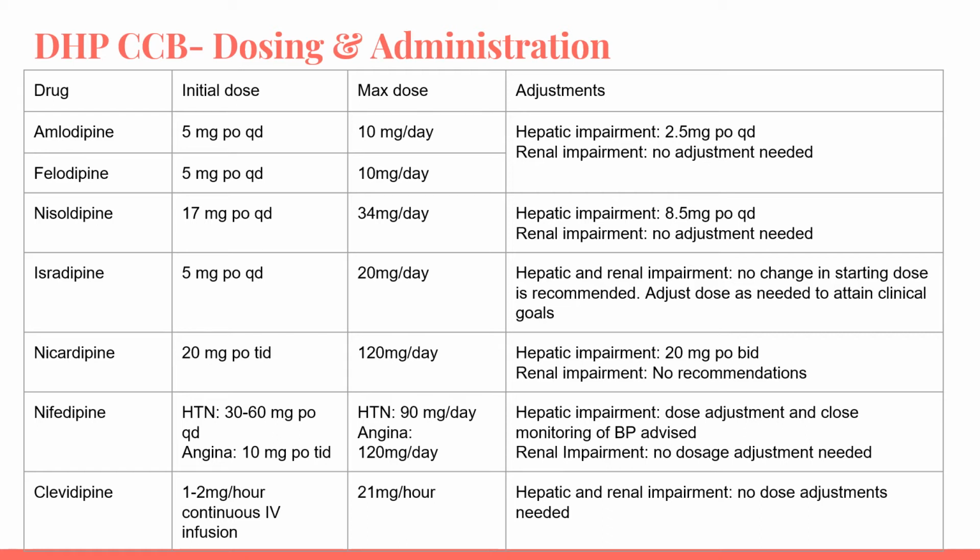no recommendations for renal impairment. For nifedipine, the initial dose for hypertension is 30 to 60 milligrams by mouth every day, and for angina, it is 10 milligrams by mouth 3 times a day. The max dose for hypertension is 90 milligrams a day and 120 milligrams a day for angina. For hepatic impairment, dose adjustment and close monitoring of blood pressure is advised, and for renal impairment, there is no dosage adjustment needed. For clevidipine, the initial dose is 1 to 2 milligrams per hour continuous IV infusion with a max dose of 21 milligrams per hour. No dose adjustments are needed for hepatic or renal impairment.